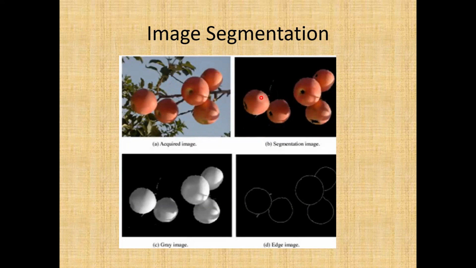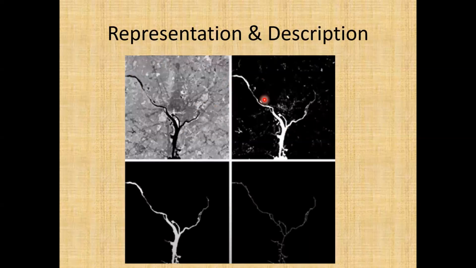The next is called representation and description. Once segmentation is done, the output of segmentation has to be converted to a more suitable form so that it can be processed with the help of computers. That is called representation.